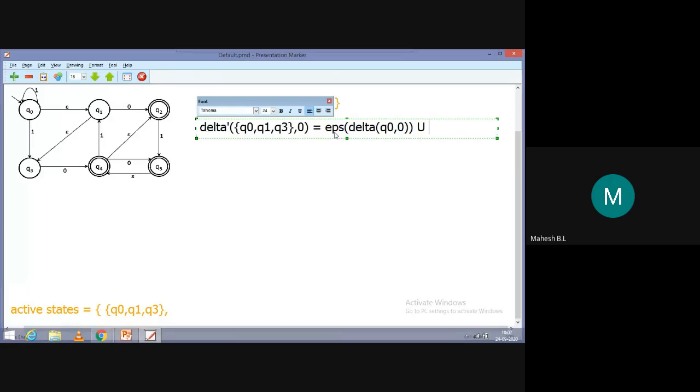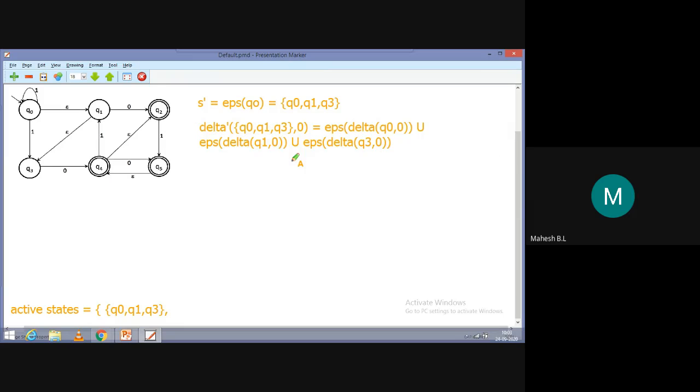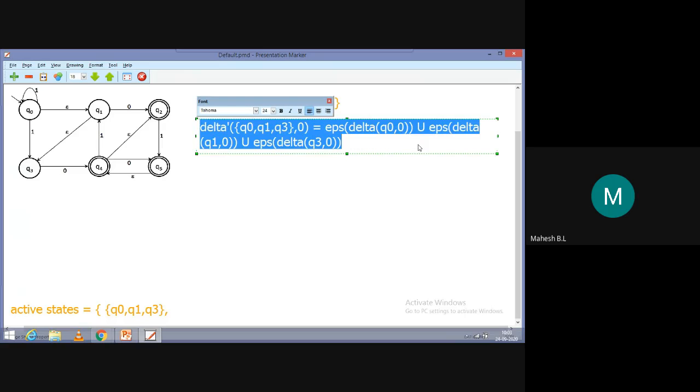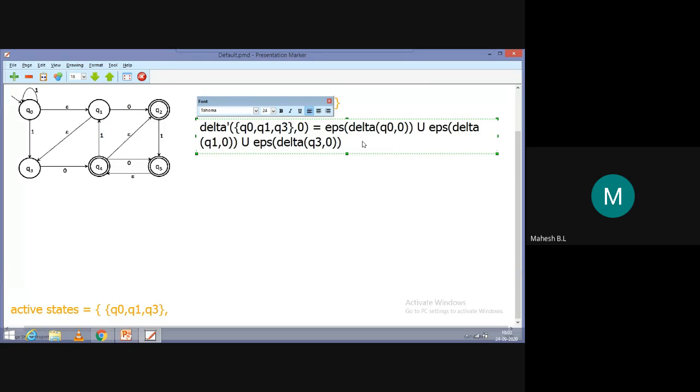Followed by epsilon of delta Q1, 0, union, we have next Q3, 0. So this is the formula for computing delta dash of Q0, Q1, Q3 on 0. So this one is equal to what? First compute the delta of Q0, 0.